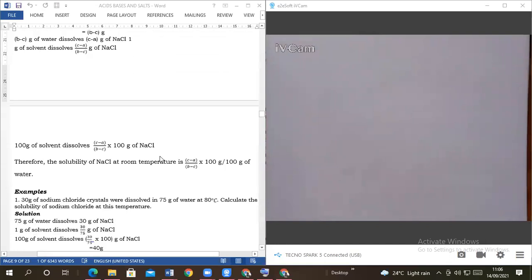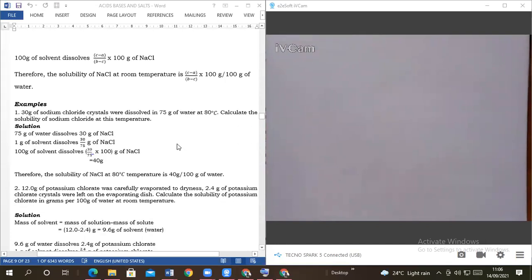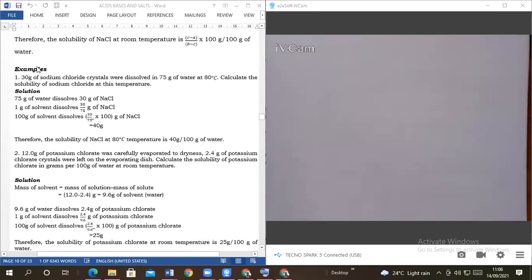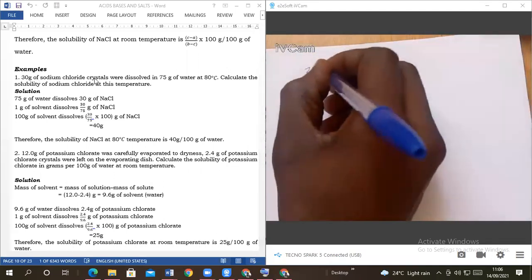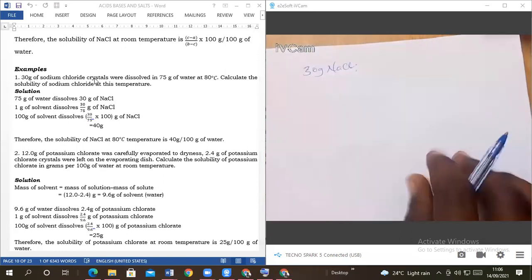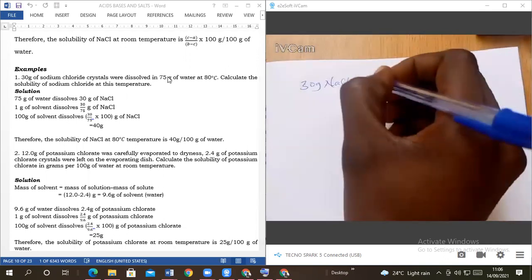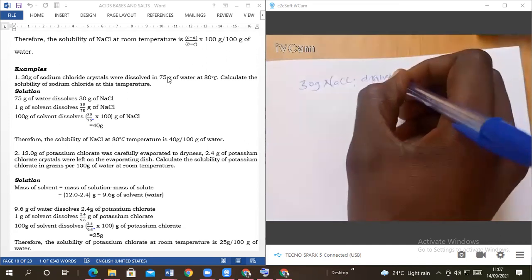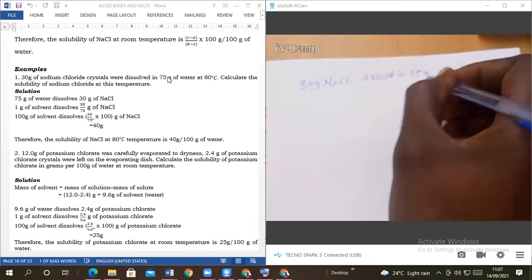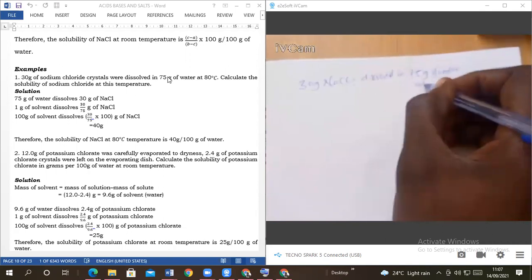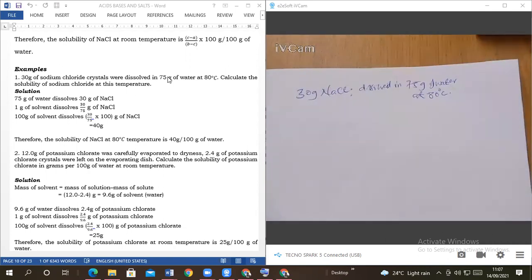Now, let's look at an example for us to understand this. An example is here: 30 grams of sodium chloride crystals were dissolved in 75 grams of water at 80 degrees Celsius. They are saying calculate the solubility of sodium chloride at this temperature.